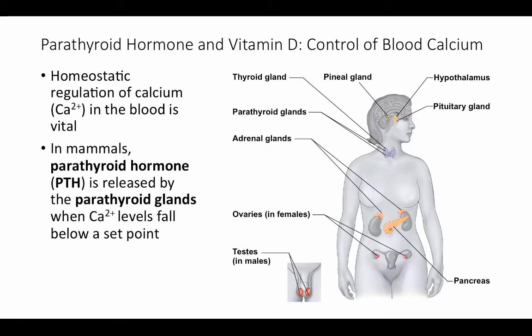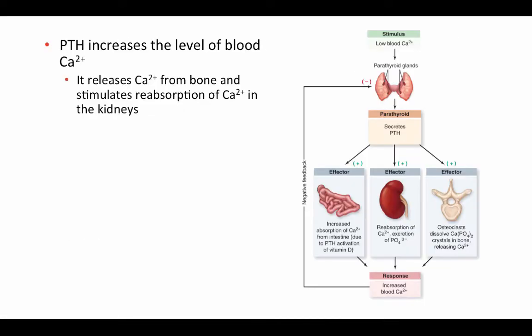In mammals, the levels of calcium in the system are partially regulated by a hormone called parathyroid hormone. Parathyroid hormone is released by the parathyroid glands. They're actually tiny little glands embedded in the posterior surface, so the back surface, of the thyroid gland there in the neck. And this is activated when calcium levels fall below a particular set point. Parathyroid hormone works to increase the level of blood calcium ions when they fall too low, and it's going to do this in a number of ways.